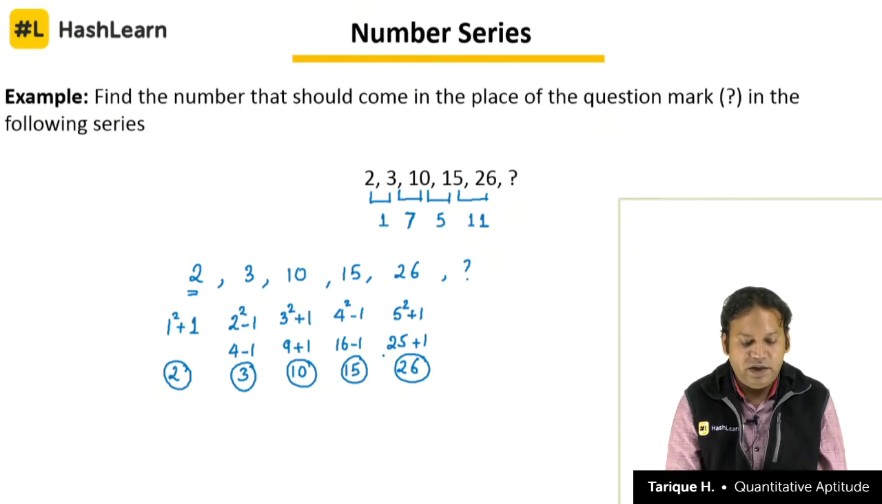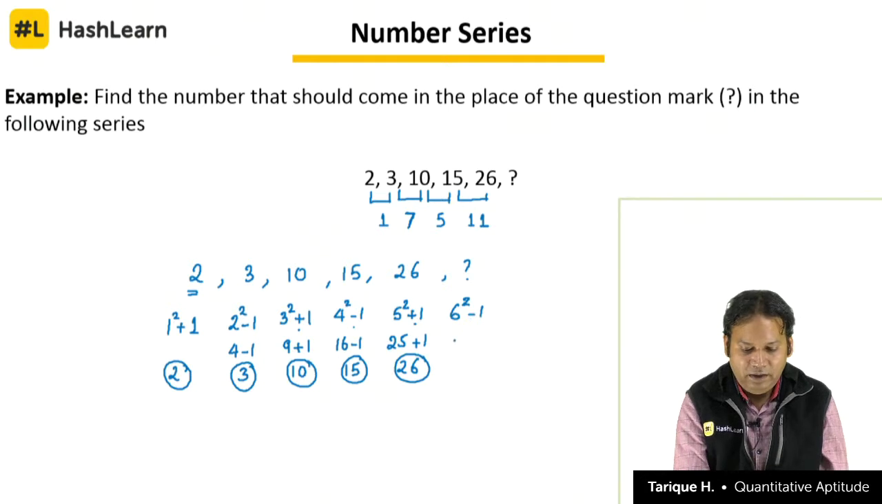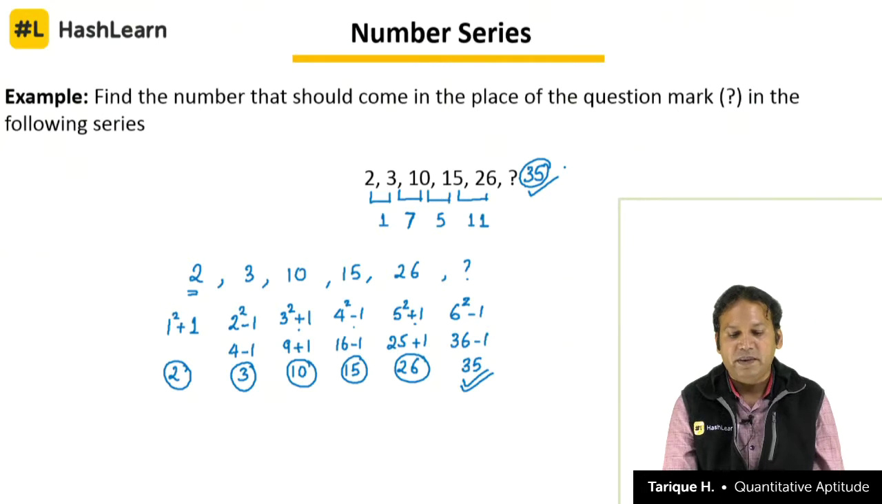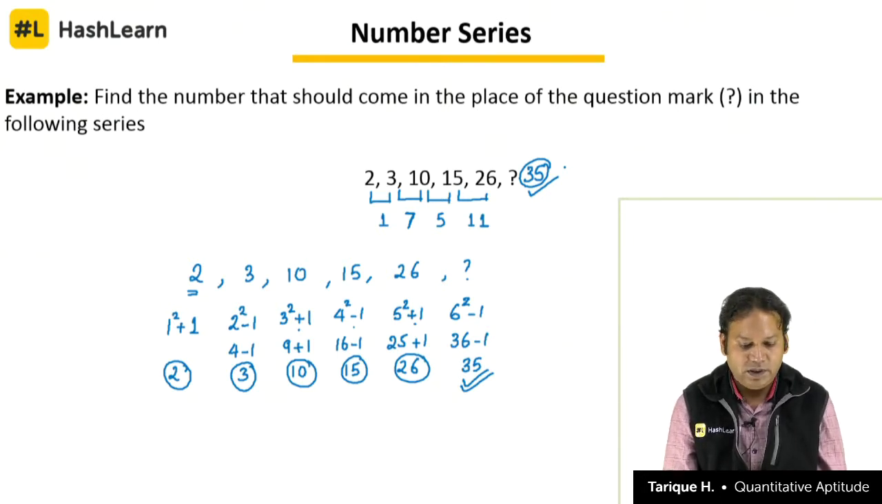1 square plus 1, 2 square minus 1. So you see plus 1, minus 1, plus 1, minus 1, plus 1, minus 1. So next one should be 6 square minus 1, 36 minus 1, that is equal to 35. So what number should come in the place of the question mark? The answer becomes 35. That is the answer for this particular question.